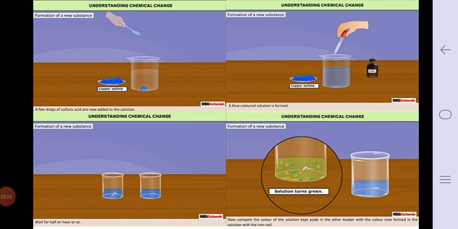So there we have formed two new substances: a copper layer, which is brown in color, on the nail, and the solution color has changed to green. So these two new substances are formed. This proves that these changes are chemical changes.